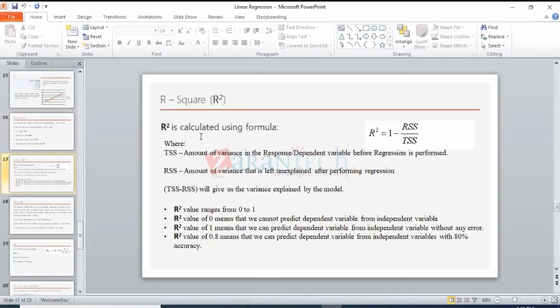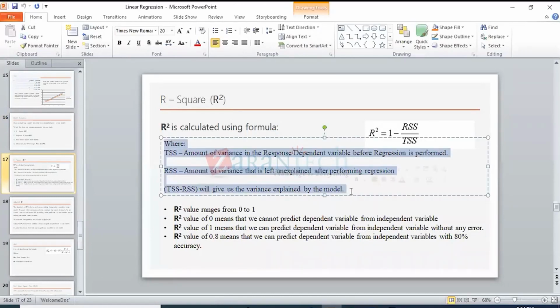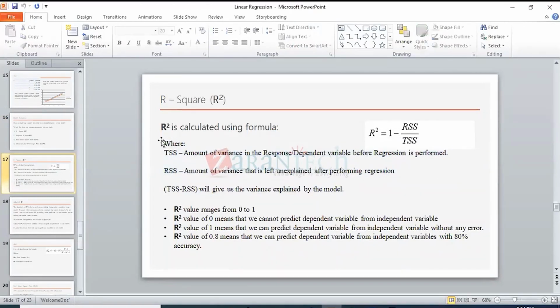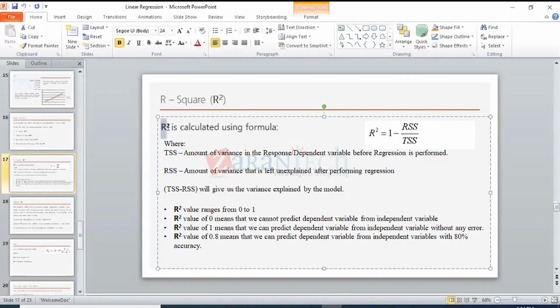Okay, just for your understanding, you can say that R square is calculated using this formula: 1 minus RSS divided by TSS. RSS and TSS relate to the amount of variance in the response or dependent variable. It's too confusing now, so I don't want to get into this. Probably when we build a model in R, I'll explain what TSS and RSS are. For now, just understand the characteristics of R square.